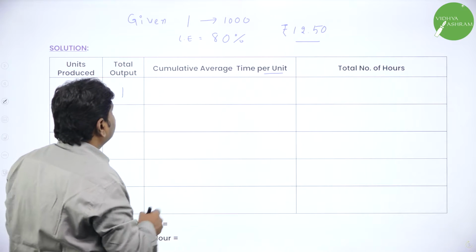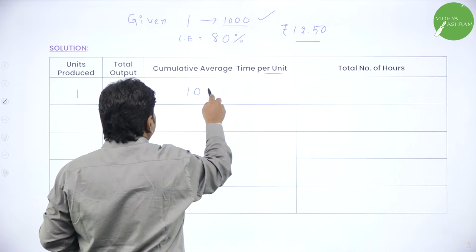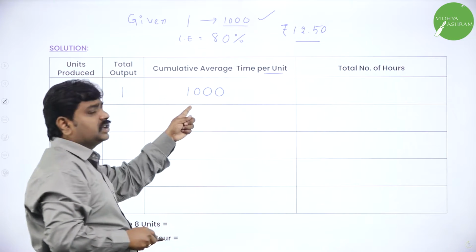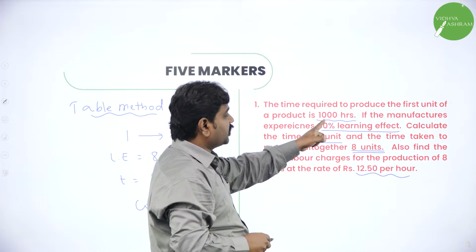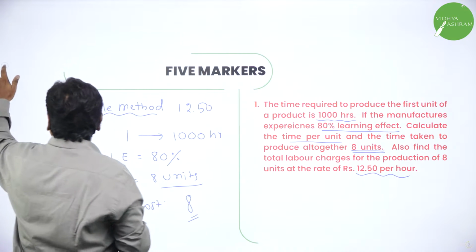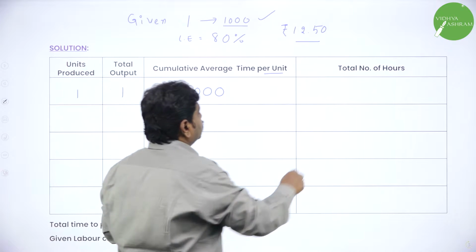And for the first unit, what is the time given? The first unit takes 1000 hours. This is given, so take 1000 hours. This entry is given in the problem. If you refer to the problem, they told us the time taken for the first unit is how much? 1000 hours. So therefore, I will enter in the table: first unit, 1000 hours. So the total number of hours is 1000.